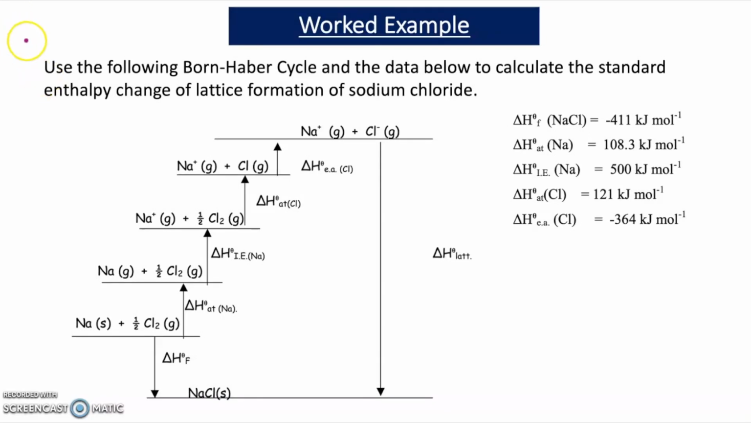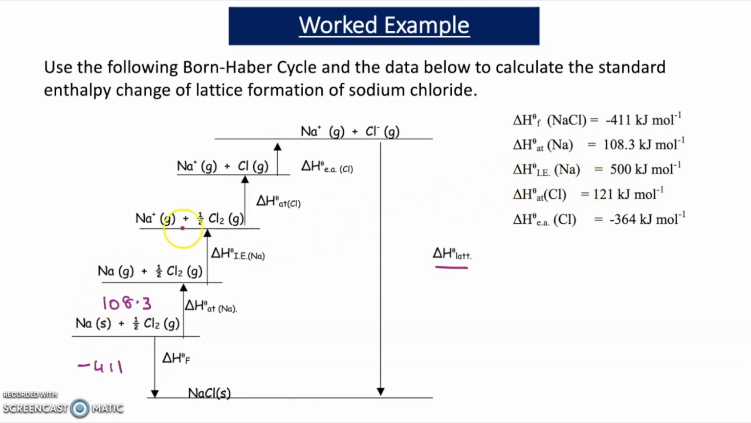So in this example question, I have to use the following Born-Haber cycle and the data below to calculate the standard enthalpy change of lattice formation of sodium chloride. I'm underlining what I need to find out here. All I'm going to do is take the values on the right hand side and put them onto my Born-Haber cycle diagram. So the delta HF for NaCl is minus 411 kilojoules per mole.